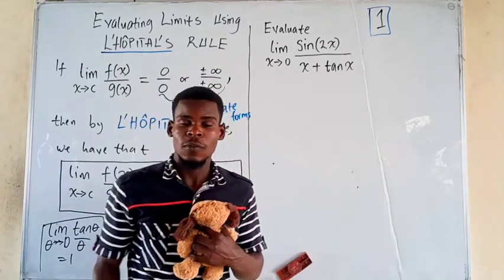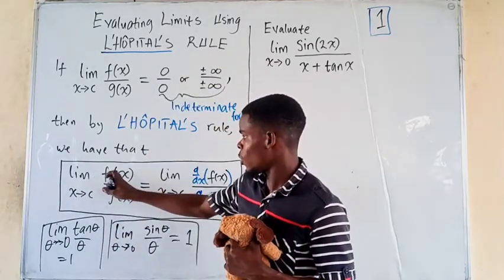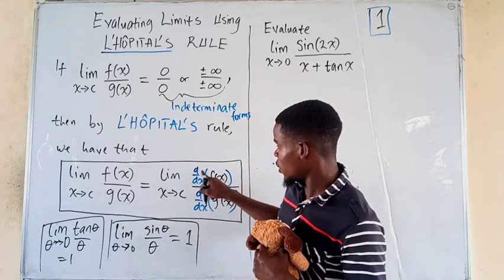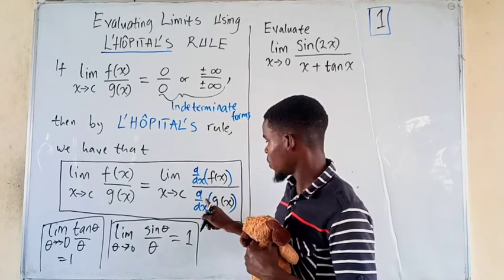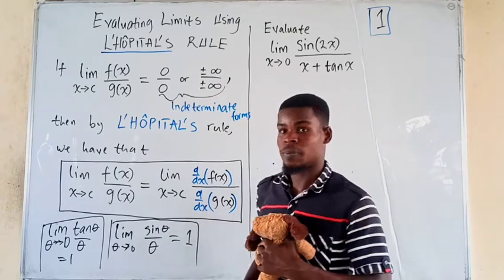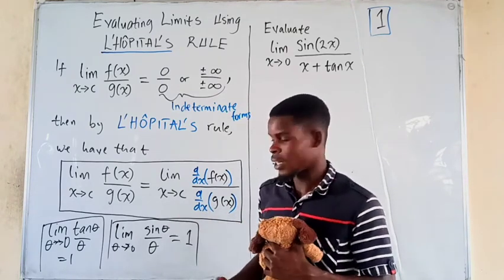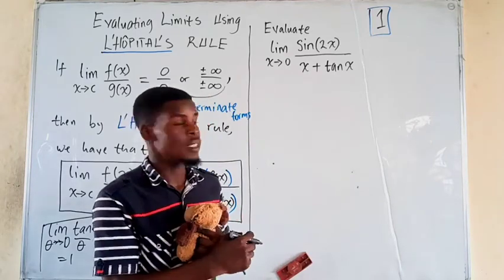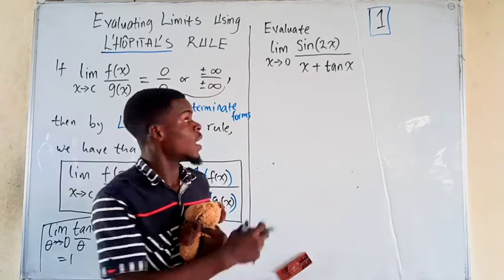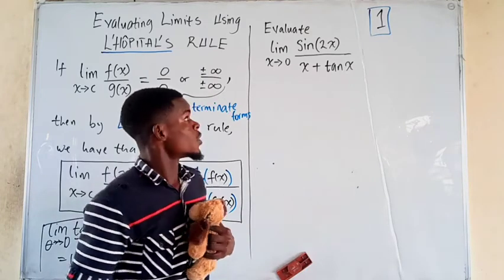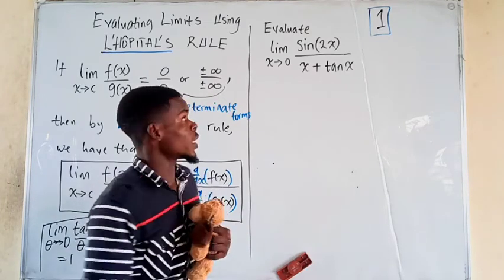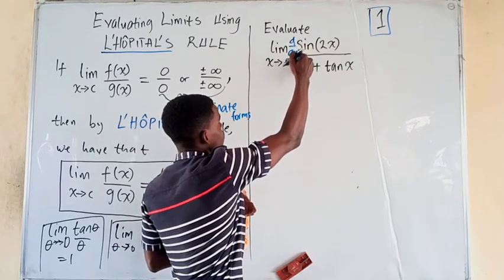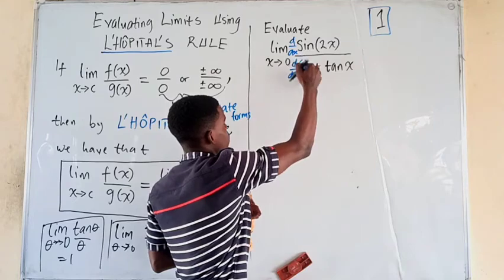Now from the rule, it tells us that the limit of this over that as x tends to c is the limit of the derivative of the numerator divided by the derivative of the denominator. Then we take the limit as x tends to the constant. Here we have the limit of sine 2x divided by x plus tangent of x as x tends to 0. So let's apply L'Hopital's rule real quick. We want to differentiate the numerator with respect to x and also differentiate the denominator with respect to x.